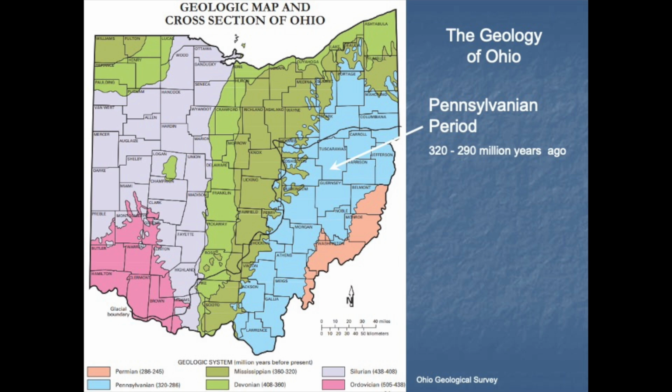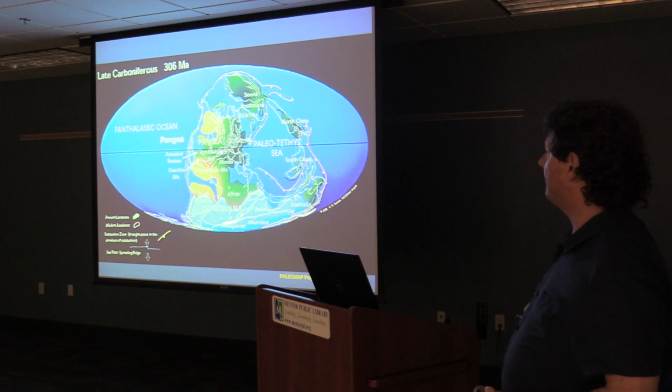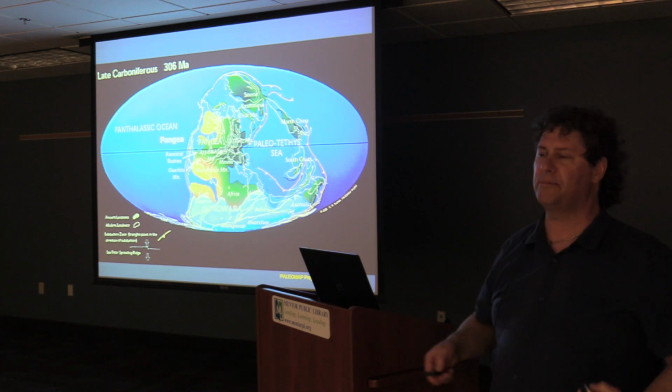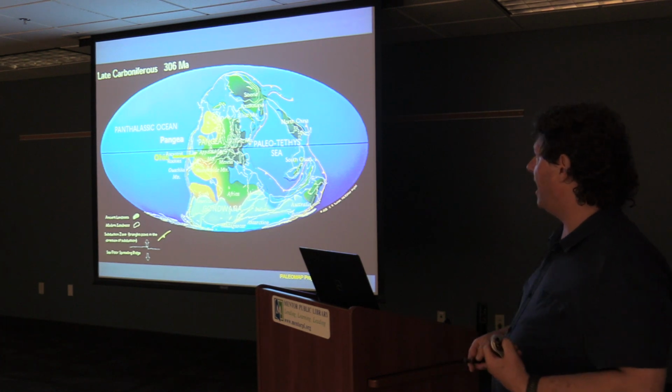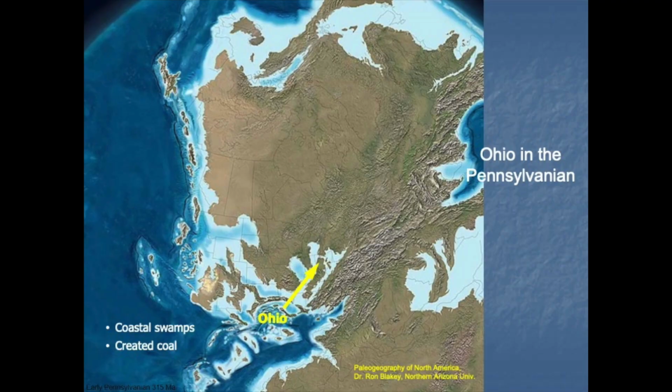Pennsylvanian, the next one. 320 to 290 million years ago. Now we're getting to the eastern part of the state. Now the world looks like this. The collision is fully over. We're now one supercontinent called Pangaea. All of the world's land masses are combined pretty much into one monstrous continent, supercontinent. Everybody's combined into one. There's still a little bit of seas and things around, but for the most part, everybody is together. And Ohio now is right there, moving toward the equator. We're actually going north.